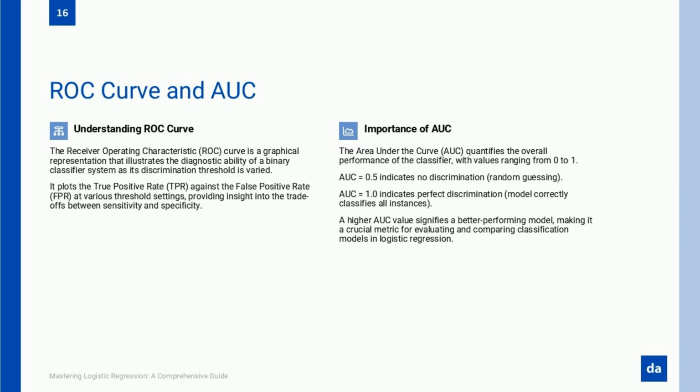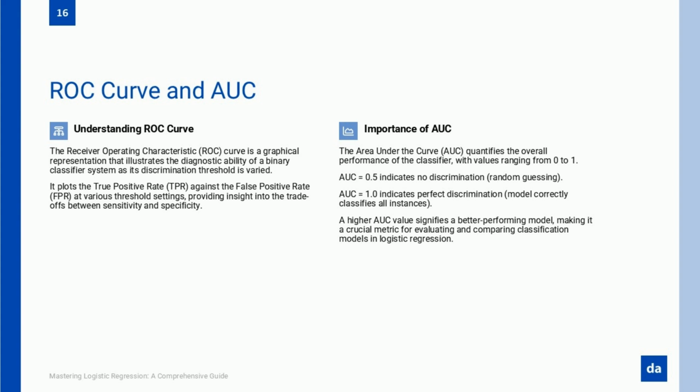Picture this. If our model is perfect, it will correctly identify all positive cases while keeping false positives at 0. That would give us an ROC curve that hugs the top left corner of the graph. If the model is just randomly guessing, the curve falls along the diagonal line, meaning it has 0 real predictive power. And that's where AUC, area under the curve score, comes in.